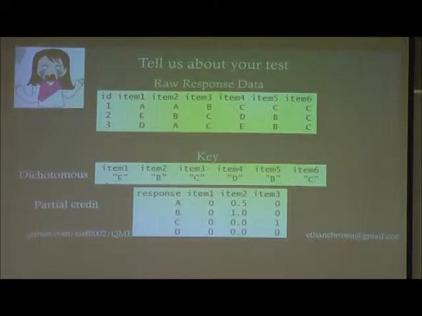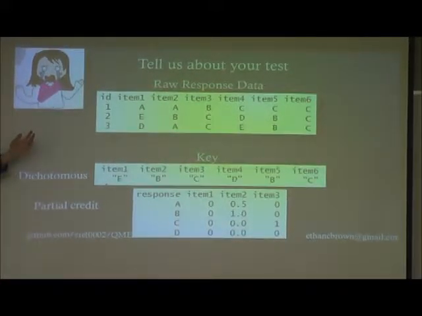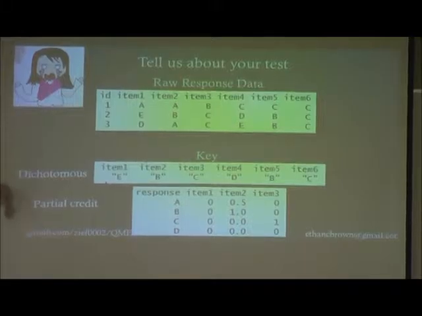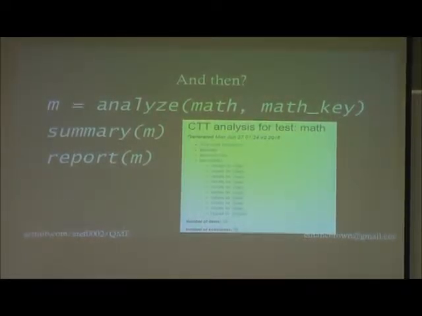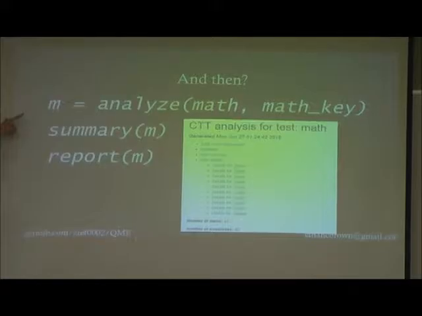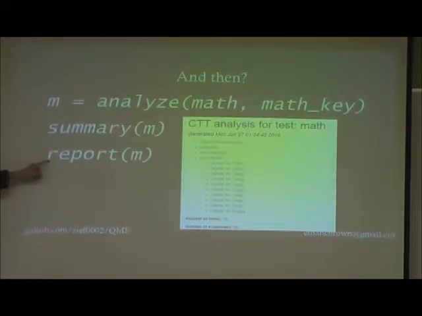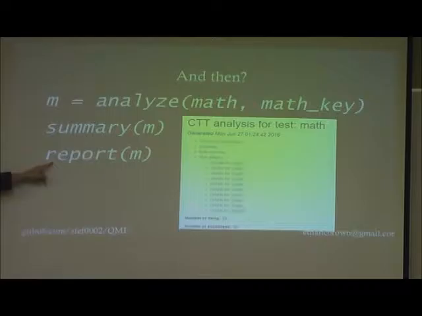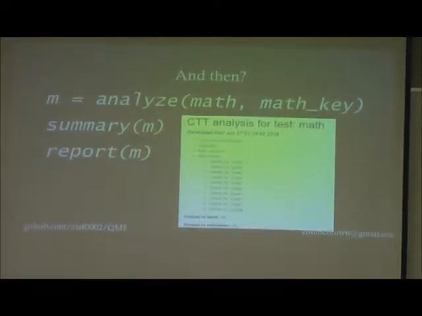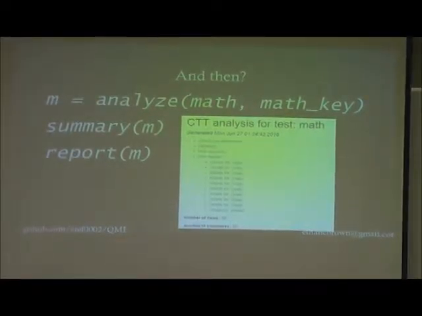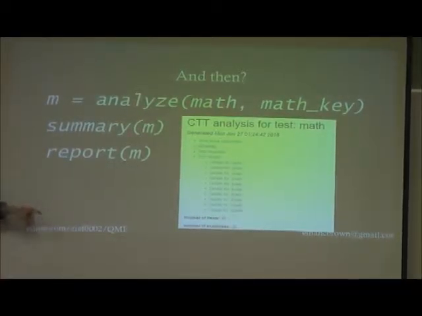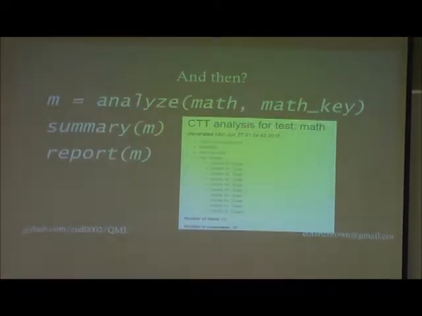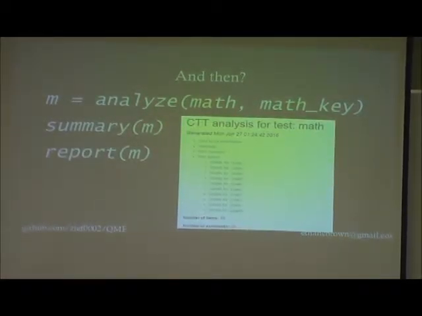You can actually pass in already scored data if you want. What you lose is the distractor analysis if it's already scored 0, 1, or however. Then all you have to do is run one command, analyze, and you get an object out of that and you run a report on it. All of this is specified on our website as well. So you just run basically two commands and you get a full report with a whole bunch of features in it.